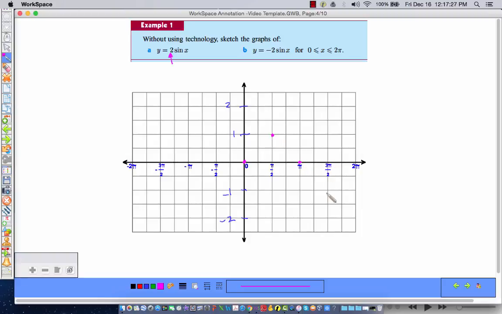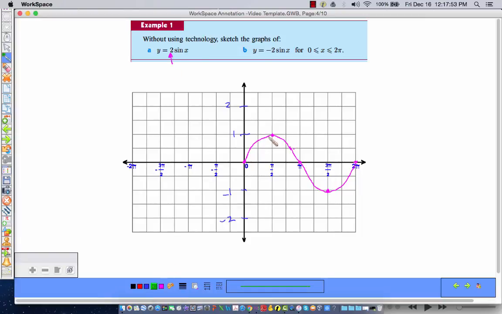The sine of 3 pi over 2 is negative 1, and the sine of 2 pi is 0. And if we know our basic shape, we know the sine curve comes here, has a minimum down here, and goes right up to 2 pi. Okay. What does the 2 do to that?